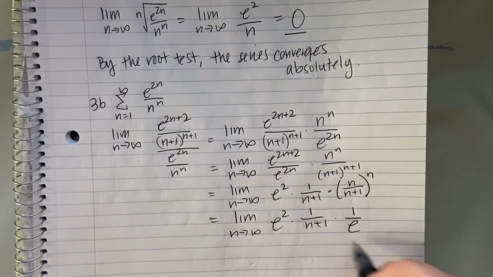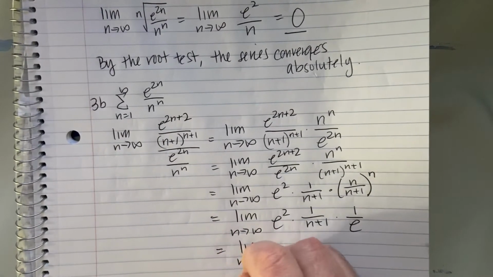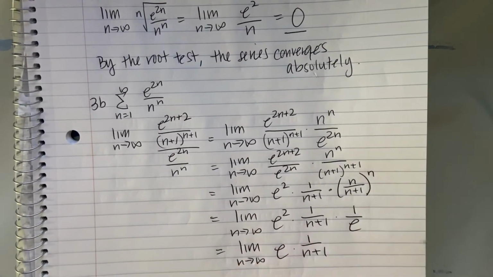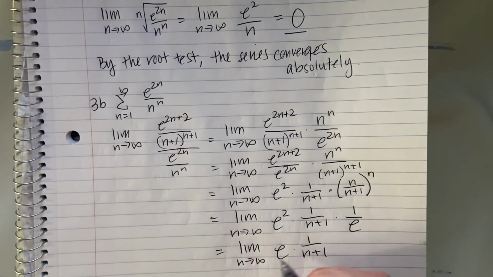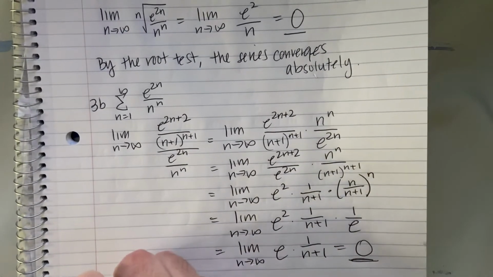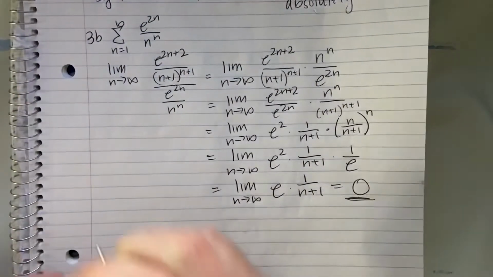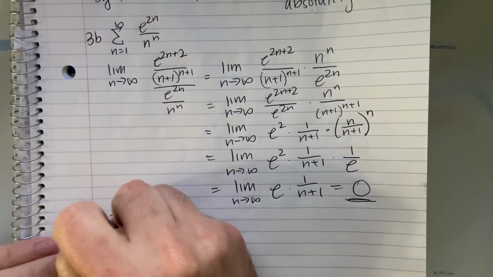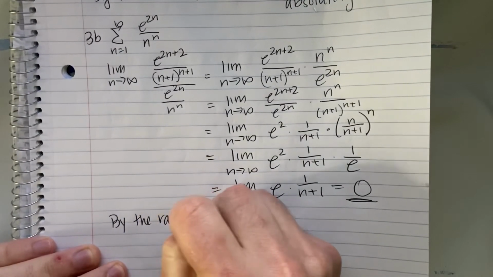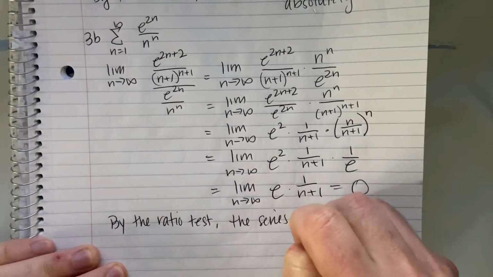It's kind of bad form, but this is 1 over e, which means as n goes to infinity, this is e times 1 over n plus 1, but we know as n goes to infinity, this is going to be e divided by infinity, which is 0. So we still could have concluded the same thing. But you can see how much easier it was to do the other way.